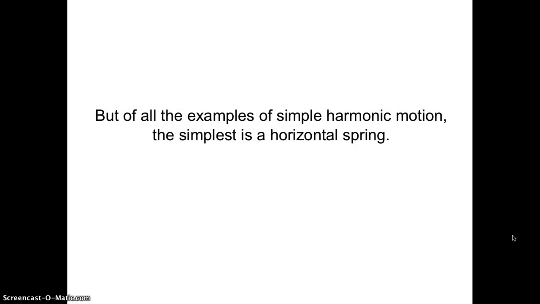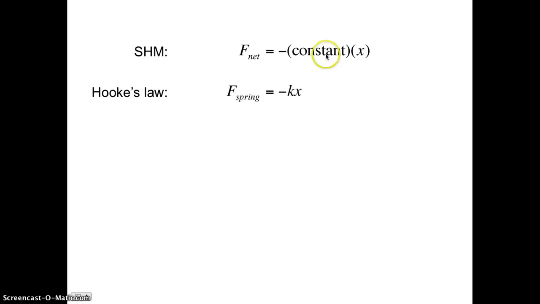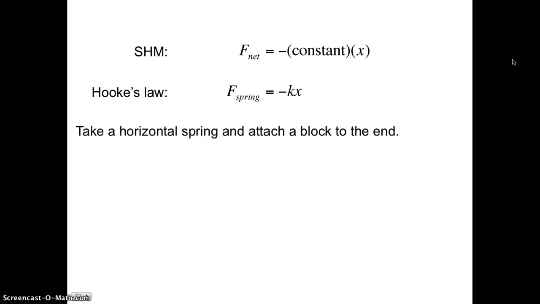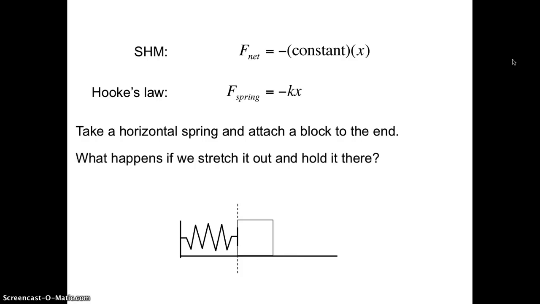But the pendulum, the rubber ducky, and everything else I've mentioned isn't even the simplest example of simple harmonic motion. Next, we'll return back to the spring and Hooke's law. Let's display a couple of equations that we'll be using a little bit later. Here's the equation for simple harmonic motion, and here's the equation, Hooke's law. Take a horizontal spring and attach a block to the end. What happens if we grab it and pull it to the right from its center position, which is shown with a dotted line?